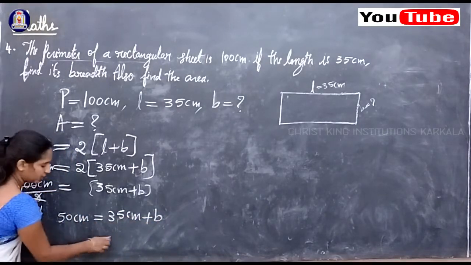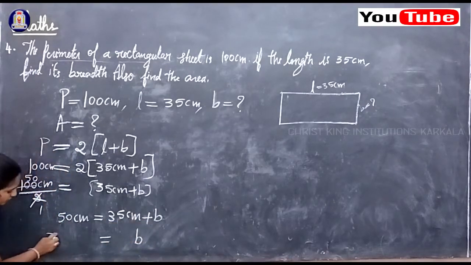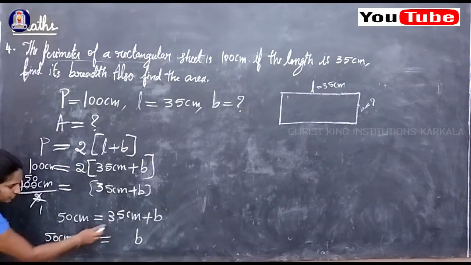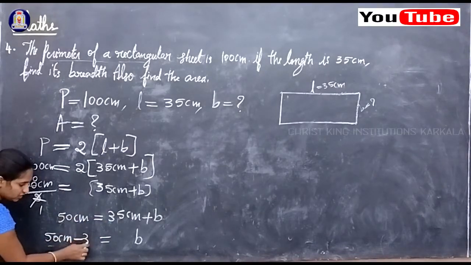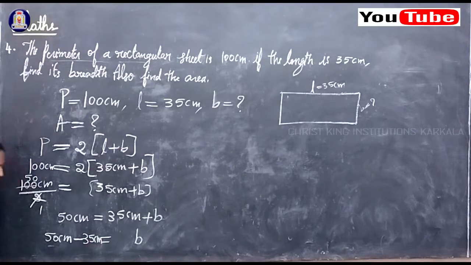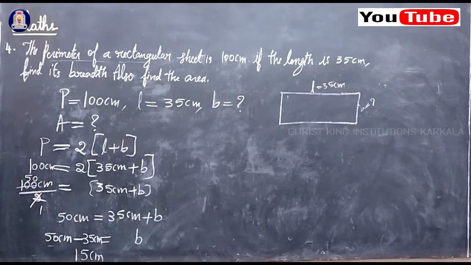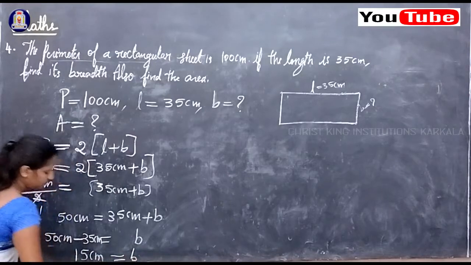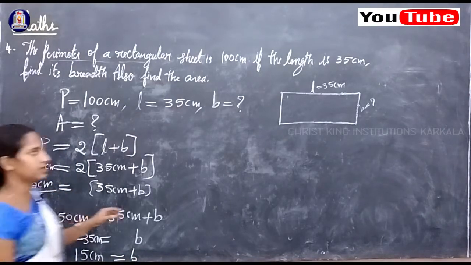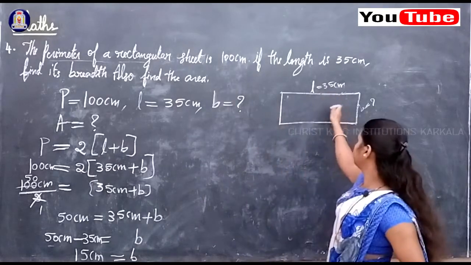So you know how to find B. B will remain in the same place. This 35 you have to bring to the other side. So 35 will go to the other side. The sign is plus, and plus will change into minus. So 50 minus 35, that is 15 centimeter. Is it correct? Yes. So B, the breadth of the rectangular sheet, is 15 centimeter. Breadth is 15, length is 35 centimeter.